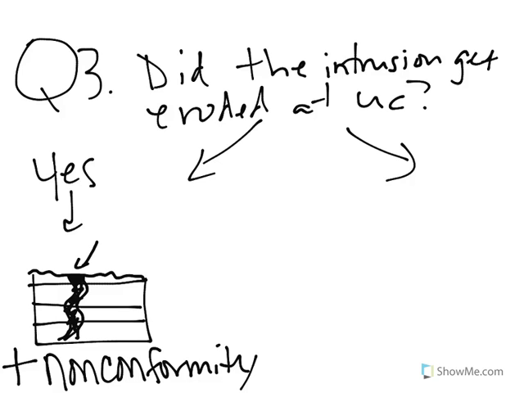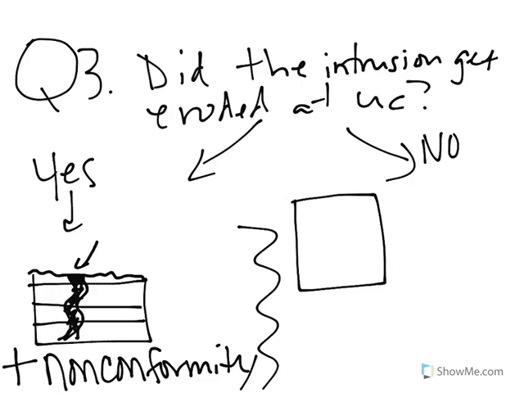Okay, so I'm going to show you what this looks like put together here in a second. Now what about a no? There's two examples of a no. Let me clear this here so we know that that's my yes side and my no side. So sometimes I might have an igneous intrusion, but it didn't get eroded at the unconformity. When it doesn't get eroded at the unconformity, we do not add that word nonconformity. So here's two examples of what that might look like.